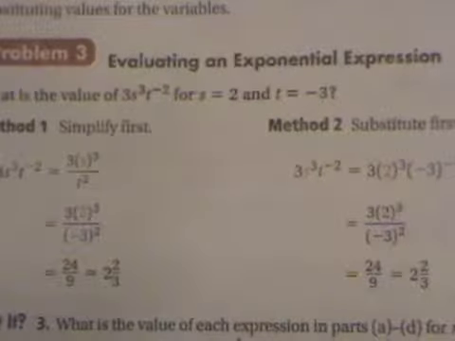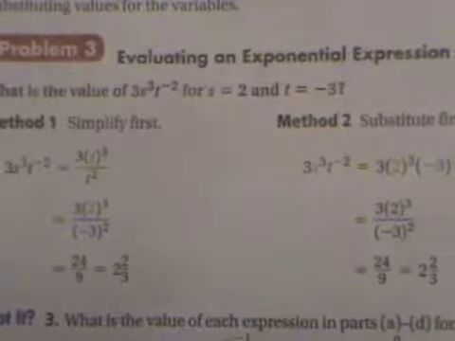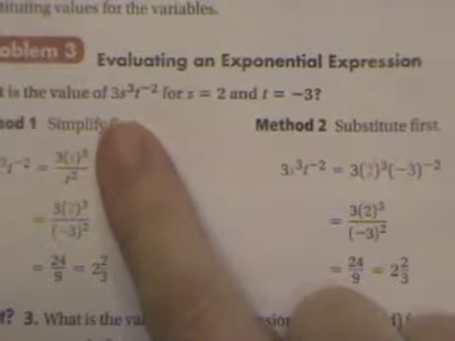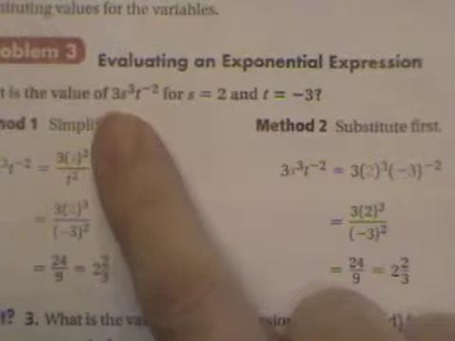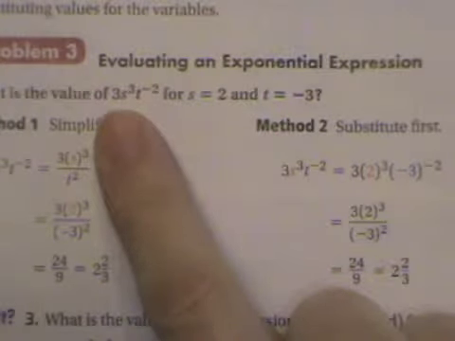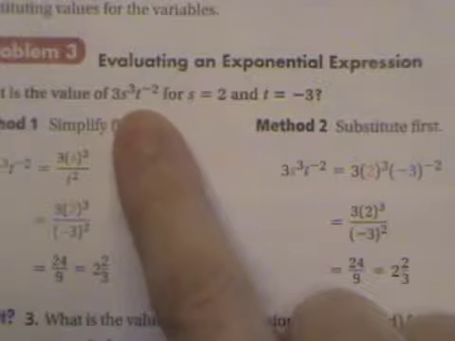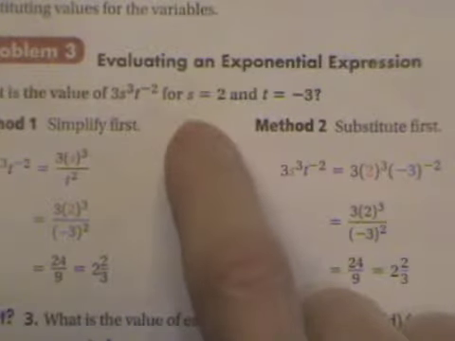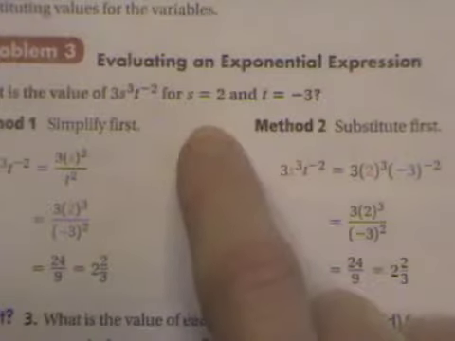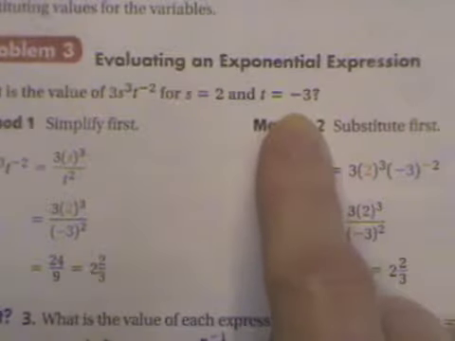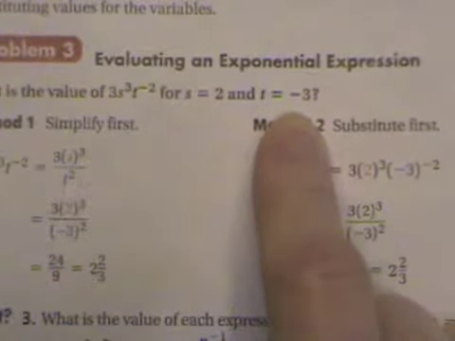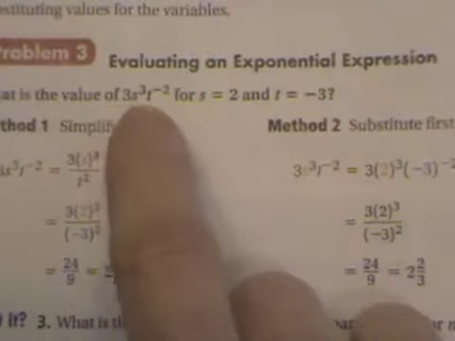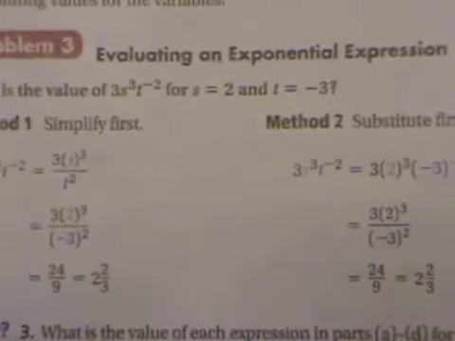I'm on page 416, looking at problem 3. Let's start using this for a little bit of more practical stuff. They give you this 3s cubed t to the negative 2. And they want you to figure out what this is if s is equal to 2 and t is equal to negative 3. And there are 2 ways to tackle this. Method 1 is to simplify this part first.